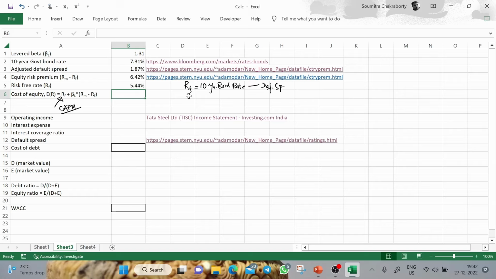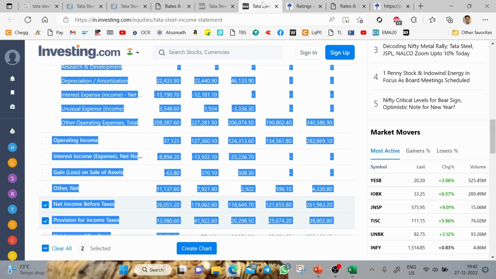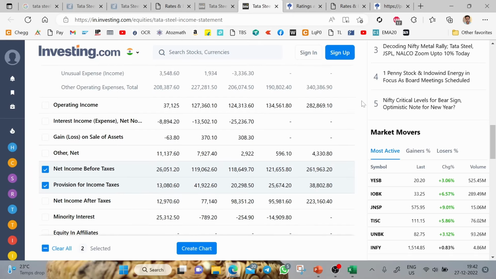So risk-free rate plus beta levered into risk premium, that is 6.42%, this one. So this is your cost of equity. Now in order to find the cost of debt, first of all you need to calculate the interest coverage ratio, and for that you need to know the operating income and interest expense. For that we will go to the income statement once again.